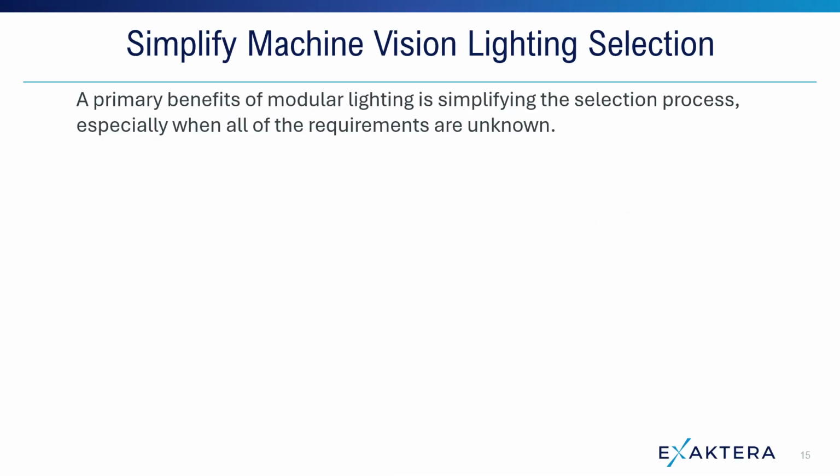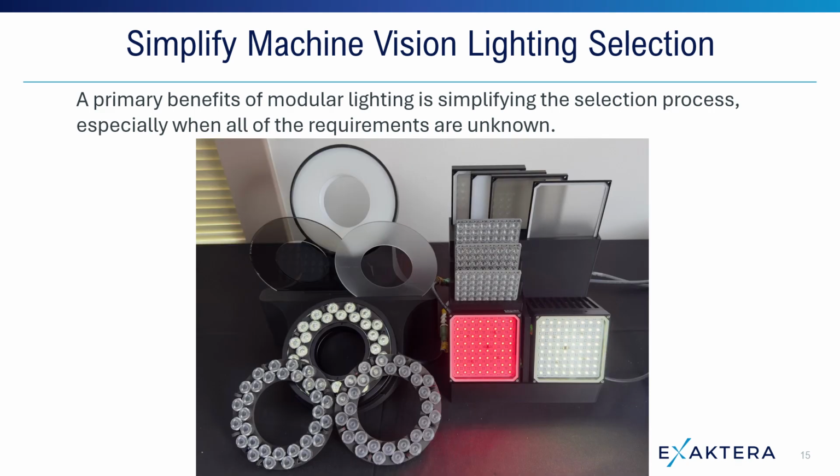One of the primary benefits of modular lighting is simplifying the process of specifying an optimal light for a given application. This is especially helpful for applications where all of the requirements may not be known at the start of the project. Because modular lighting can be adapted for various applications, a single modular lighting kit can be tailored to meet a range of application requirements, thus ensuring optimal performance across various scenarios.